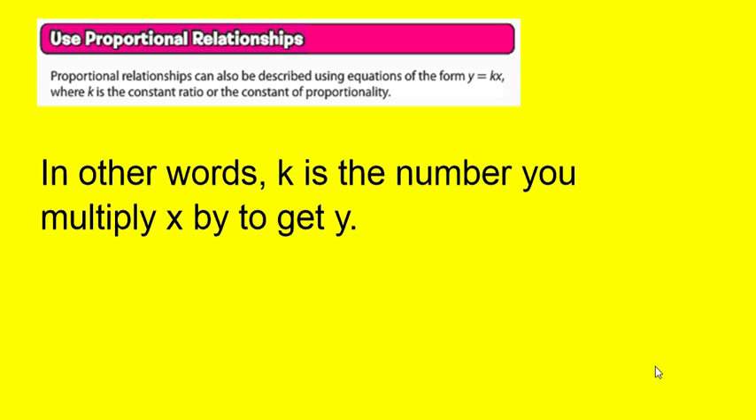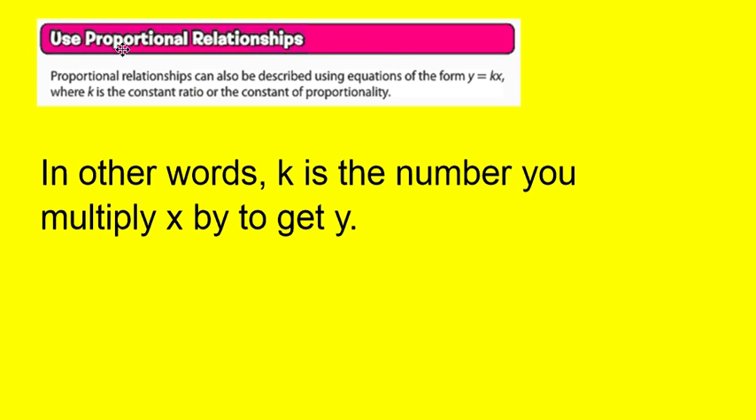Okay, now we're going to use proportional relationships. Proportional relationships can also be described using equations in the form y equals kx, where k is the constant ratio or constant of proportionality. So in other words, k is the number you multiplied x by to get y.